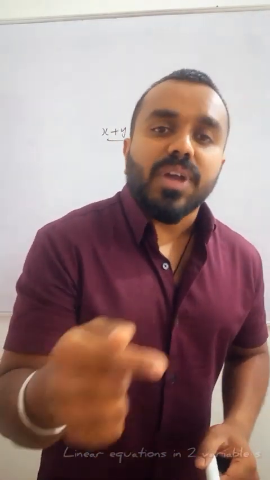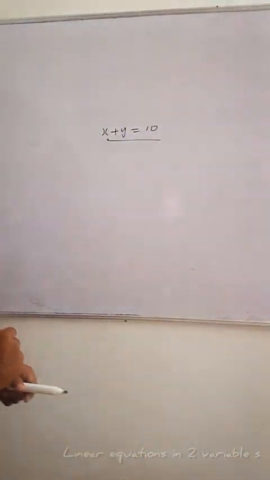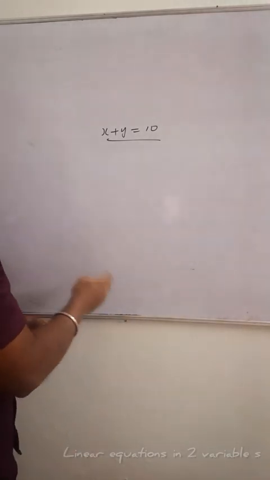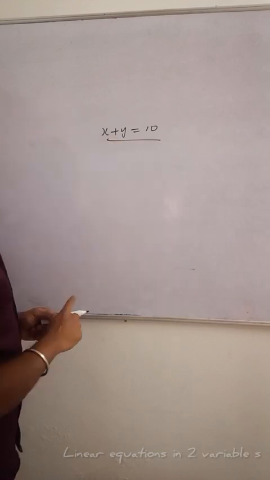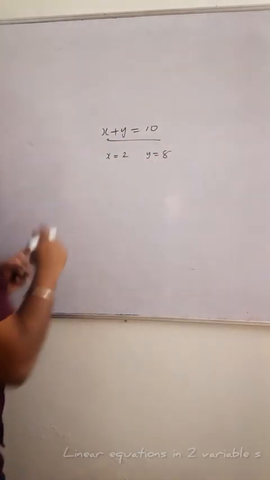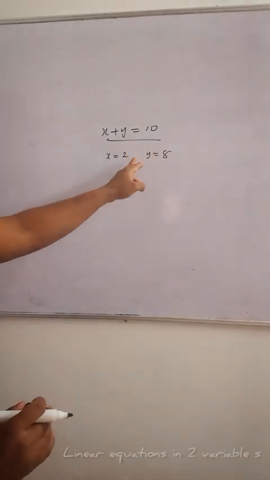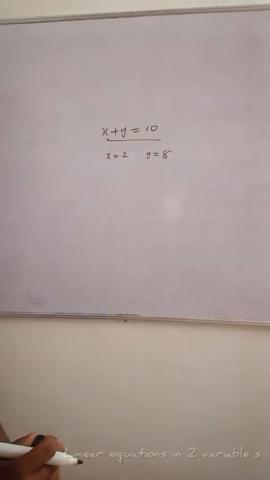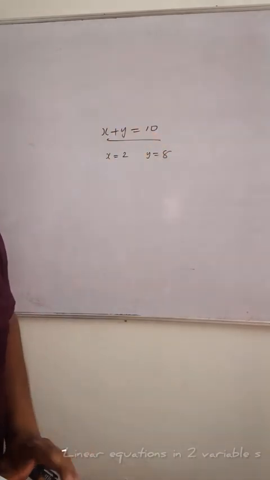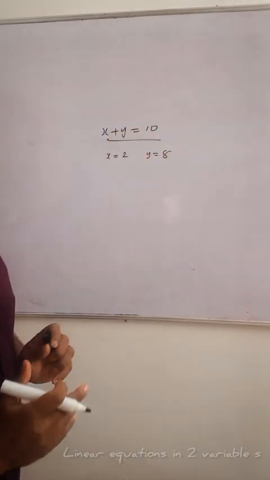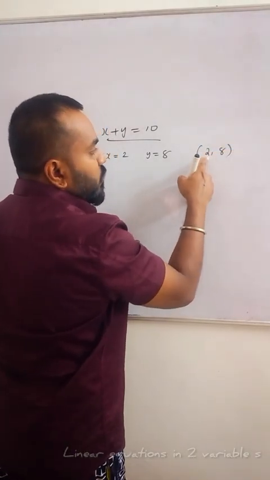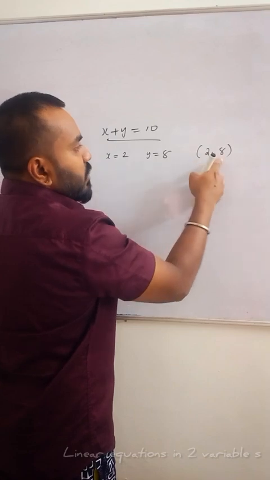Now, I would like to calculate the solution of this. Can anyone tell me some solution? So when you say solution, you must assign a value for x as well as y. So I'm going to assign a value for x as 2 and y as 8. So you can say that x is equal to 2 and y is equal to 8 is the solution of this. Why? Because when you replace x as 2 and y as 8, this equation is satisfied. So you can write it as the ordered pair (2, 8). The first value should be the x value and the second value should be the y value.